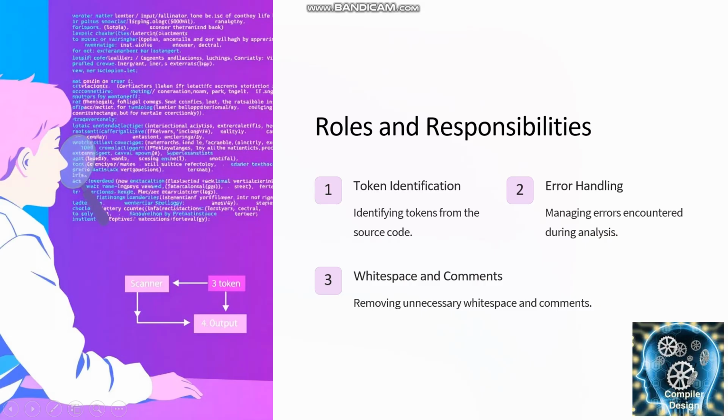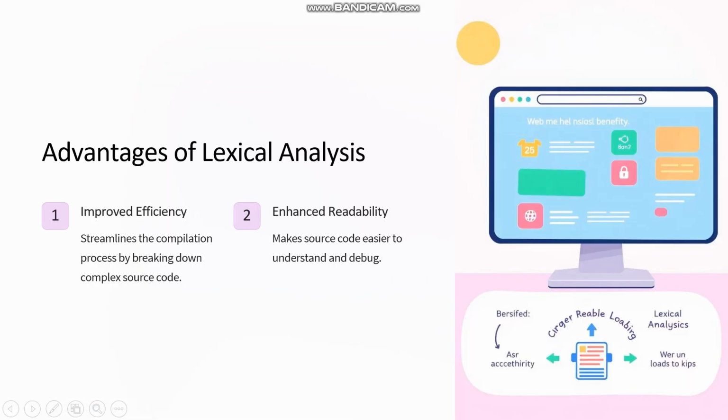Right now we are just going to see the roles and responsibilities of the lexical analyzer: token identification, error handling, and white spaces and comments. The first one, token identification, means identifying the tokens from the source code. Error handling means managing the errors encountered during the analysis, which is the main responsibility of the error handling part. And white spaces and comments means removing the unnecessary white space and comments.